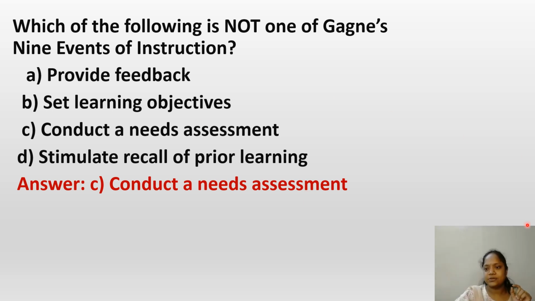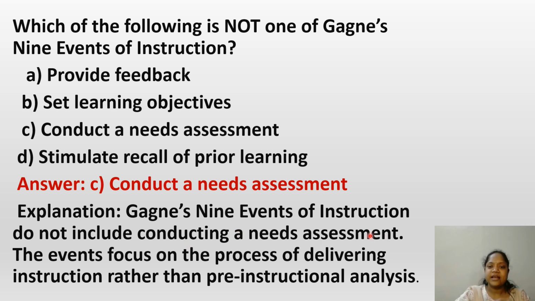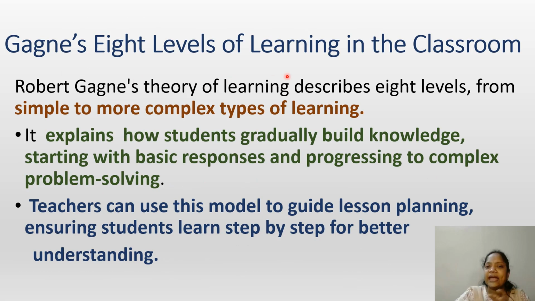Gagne's 9 events of instruction do not include conducting a needs assessment. Needs assessment means first the teacher gives some test, and in that she gets to know what things she needs to add. That is needs assessment. The events focus on the process of delivering instruction rather than pre-instruction. It is not there. Next, Gagne's 8 levels of learning in the classroom. Now, 9 events of instruction.